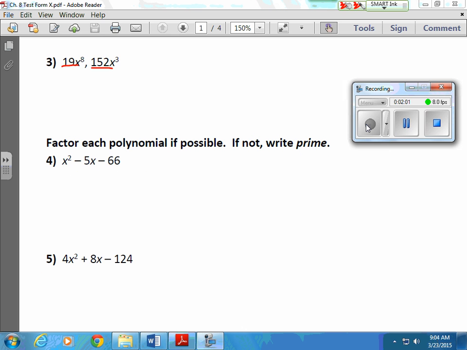If 19 doesn't go into 152 and 19 is prime, then 1 is going to be our greatest common factor of our numbers. The only number that will go into 19 and 152 evenly is 1. So I can put a 1, or I can just not put a number at all. Just go to the letters. We got x to the third and x to the 8th. Go by the smallest one. So x to the third is my greatest common factor. 1x to the third, or x to the third is my greatest common factor of those 2. That's the answer.